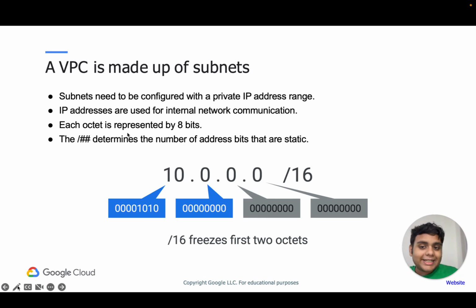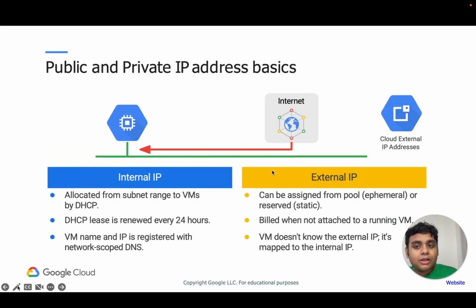And each octet is represented by 8 bits. So this is the octet, and these are all represented by 8 bits. So a subnet IP address is made up of 32 bits. And the slash and the number determines the number of address bits that are static. So this number actually determines the number of address bits that are static. So this is how it works.